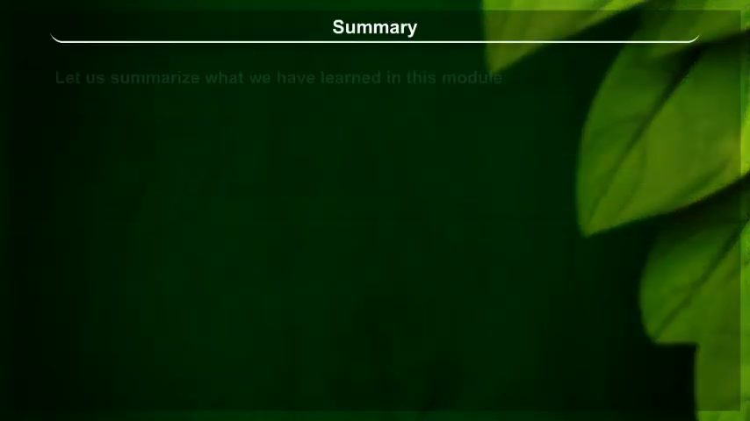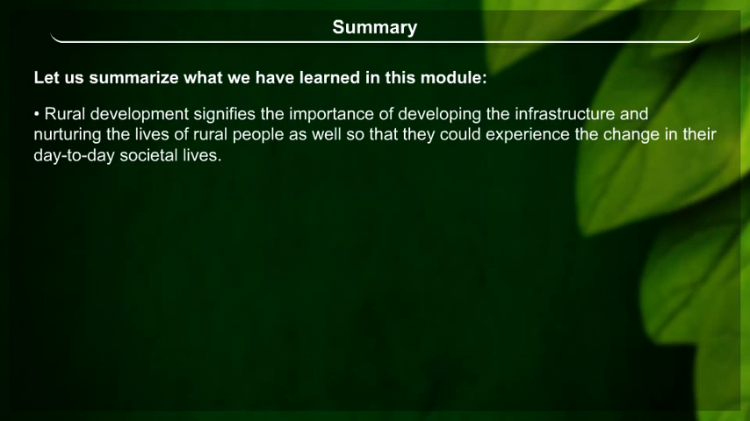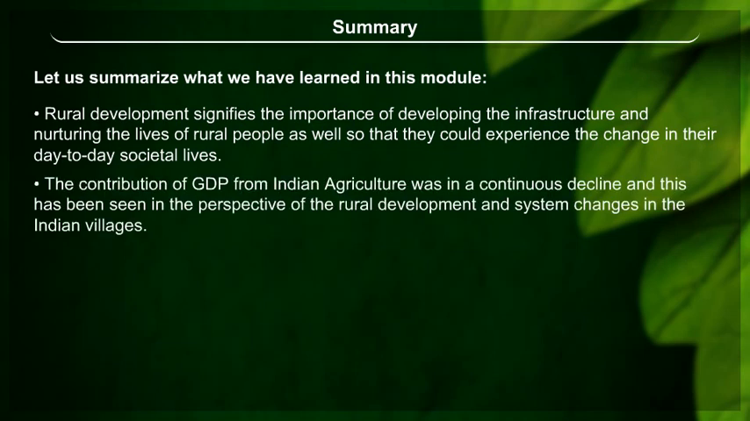Summary. Let us summarize what we have learned in this module. Rural development signifies the importance of developing the infrastructure and nurturing the lives of rural people as well, so that they could experience change in their day-to-day societal lives. The contribution of Indian agriculture to GDP was in continuous decline, and this has been seen in the perspective of rural development and system changes in Indian villages.